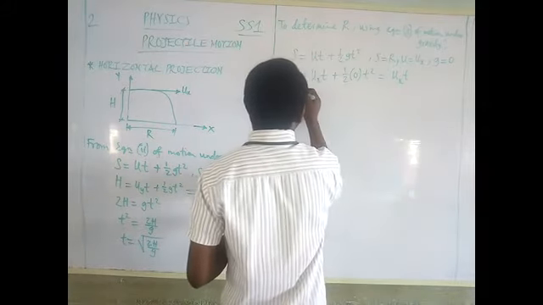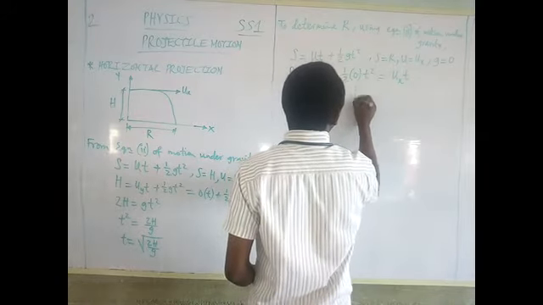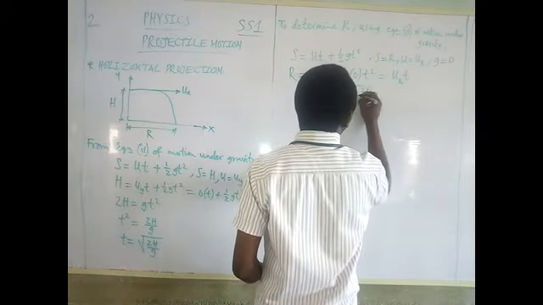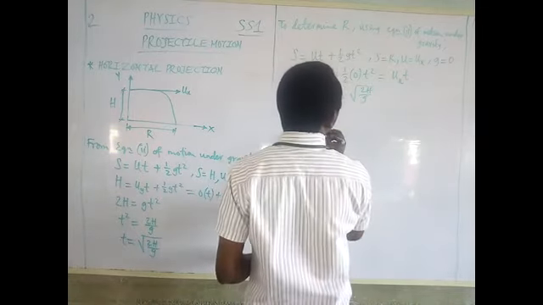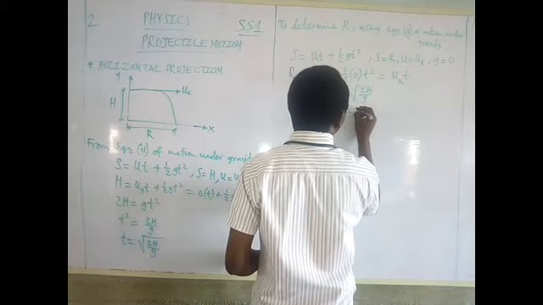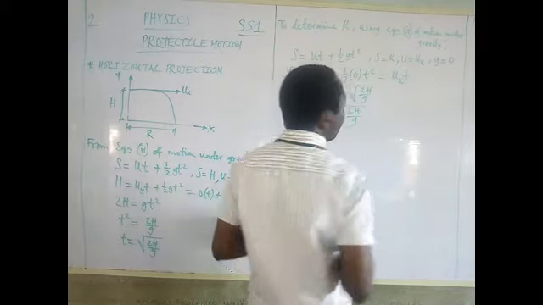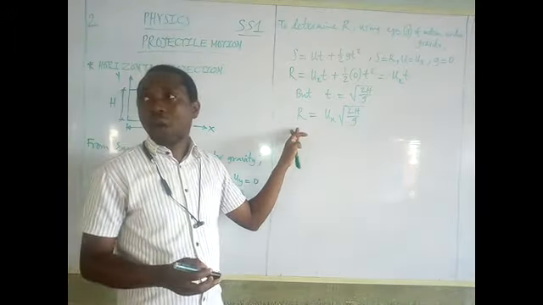So that this thing will become u_x t. But we have obtained t to be the square root of 2h all over g, so that my r here can now be u subscript x times the square root of 2h all over g. This is the formula for calculating horizontal distance, or our range.